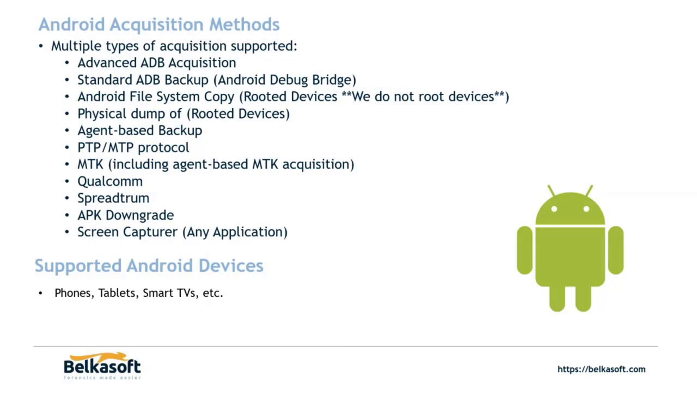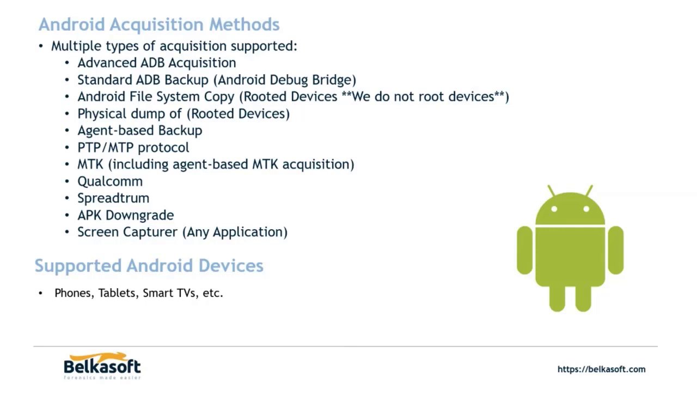What the advanced ADB acquisition does is it combines those three acquisition methods into one, so no longer do you have to create three different acquisitions for the device. You can do it all in one shot. So that's what the advanced ADB acquisition is. Your standard ADB backup, obviously that's going to require USB debugging enabled with developer options turned on. The Android file system copy is for rooted Android devices. It's important to note that Belkasoft does not root devices, but we do have the capability of acquiring rooted devices.